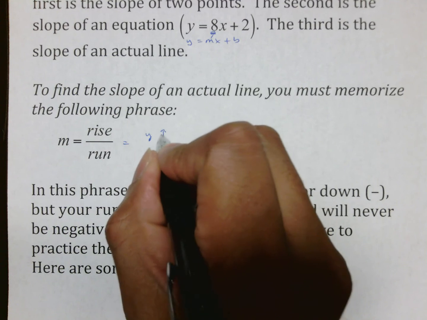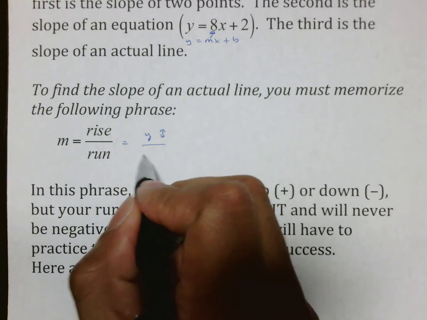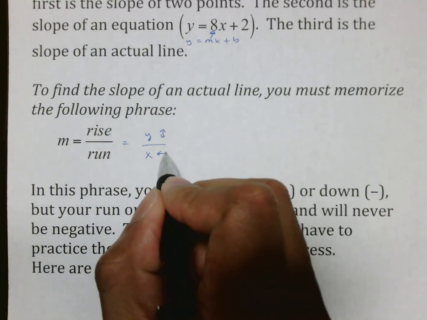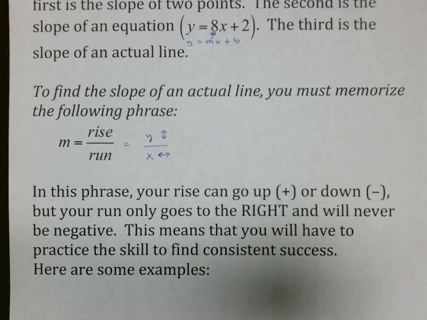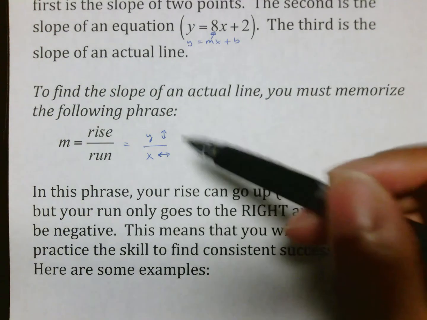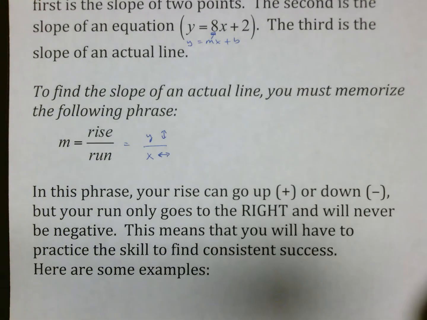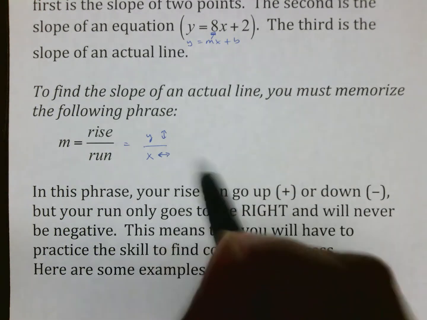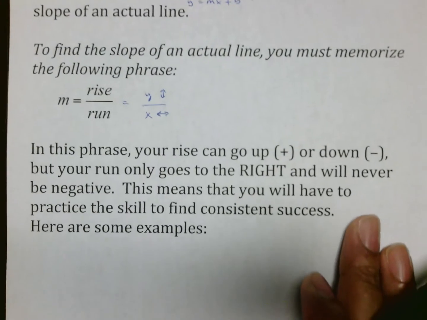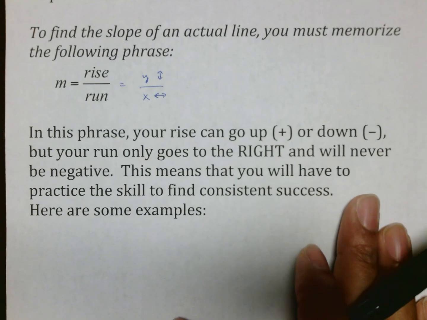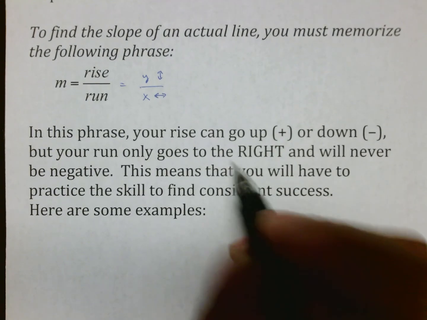And that's pretty easy to know because rise is the letter y, which goes that way. Run is the letter x, which goes that way. Again, on your graphing, y goes up and down, so it makes sense that your y's rise. Also, you can see how those two rhyme, and that your x, because it goes that way, is your run. And then in this phrase, you can go up or down, but it only goes to the right.